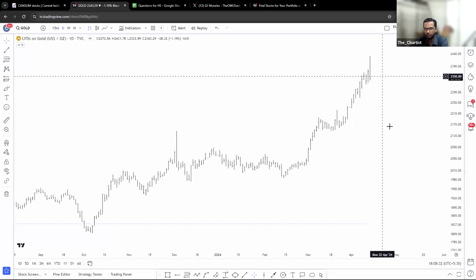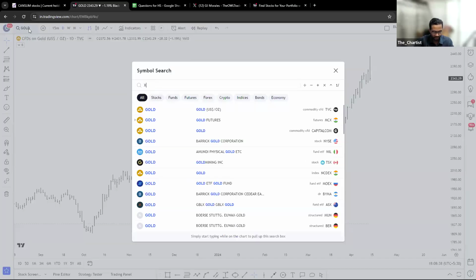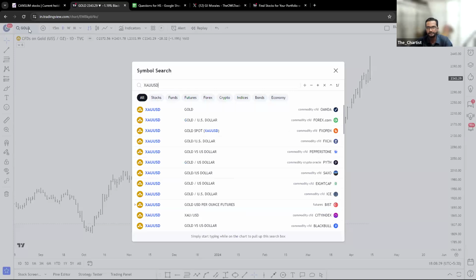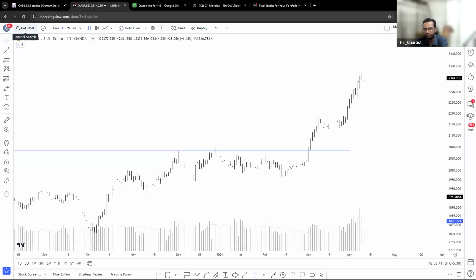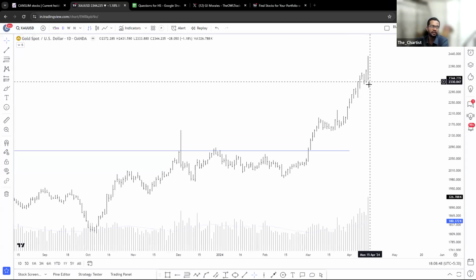Here the volume is very high. I will switch on the volume. Or they don't have volume, so I'll just open XAUSD. Volume is very high, but the price is not able to close up. So is it a negative sign? Yeah, it's a concerning sign.